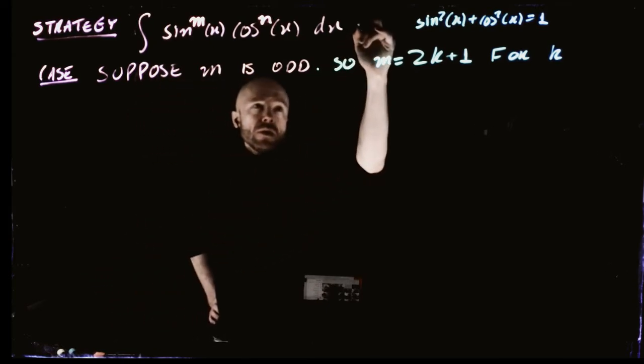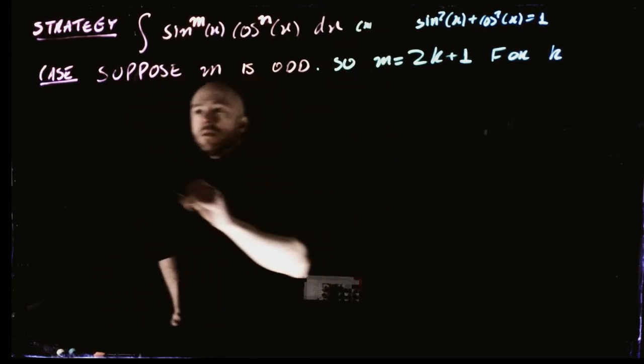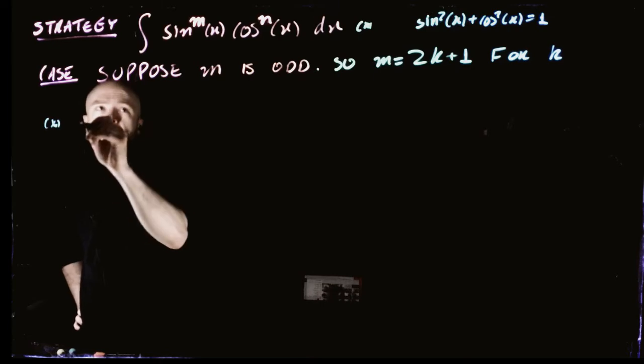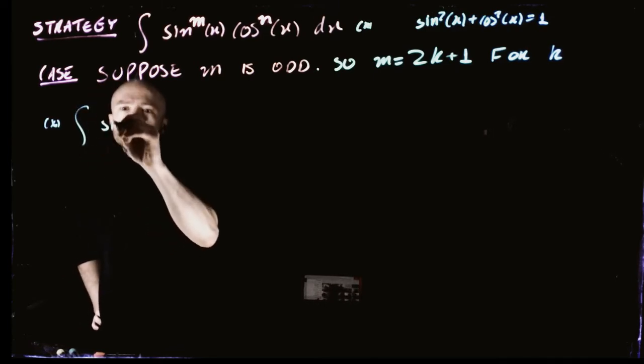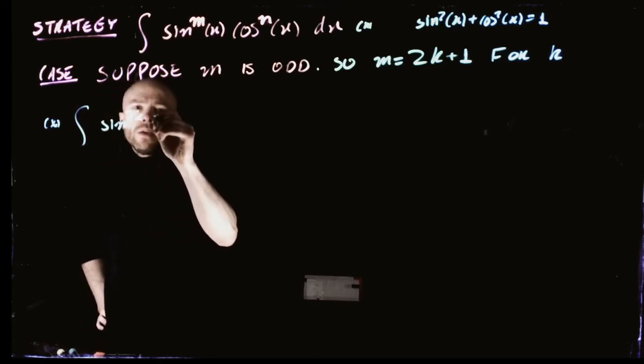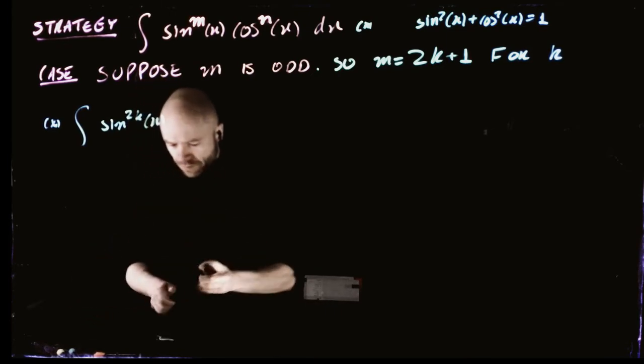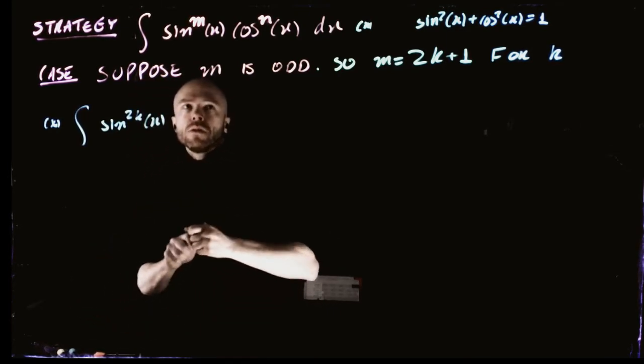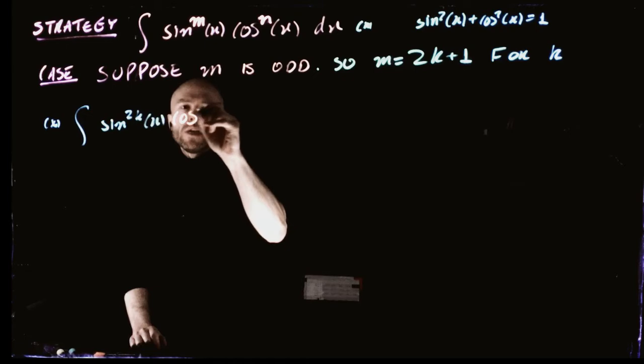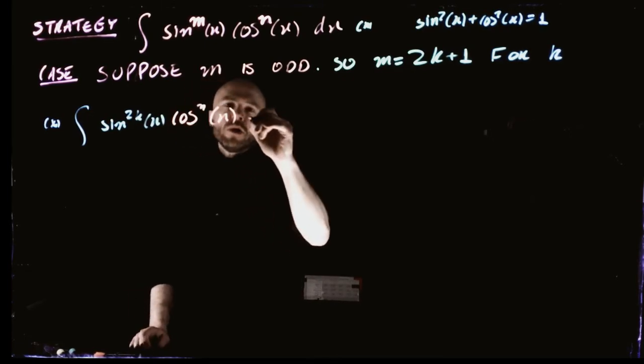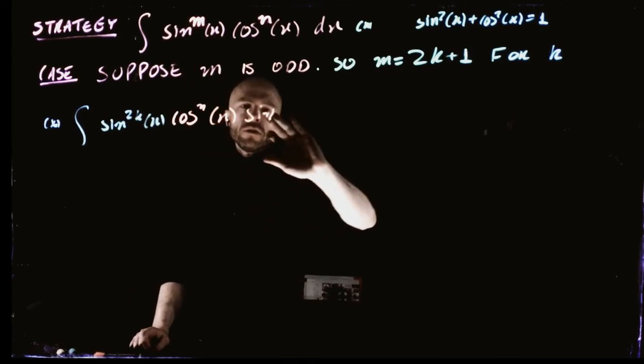Yeah. So in that case, let's write it like this. So we're going to have sine to the 2k of x, cosine to the n of x, and then one of these sines is left.